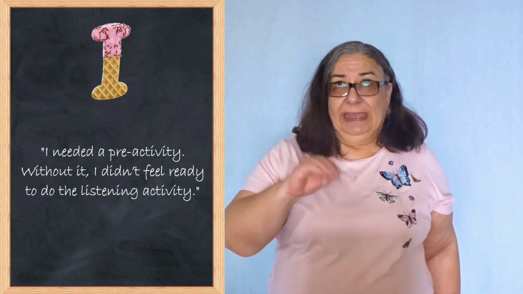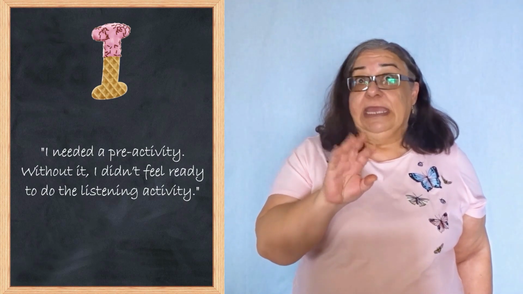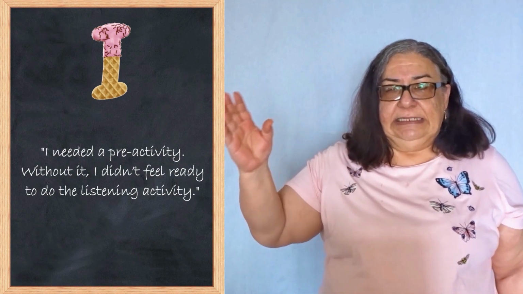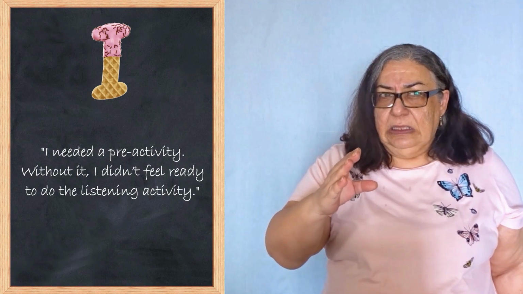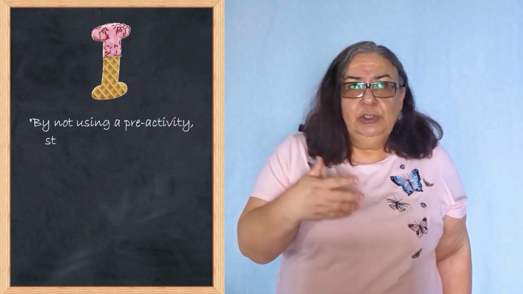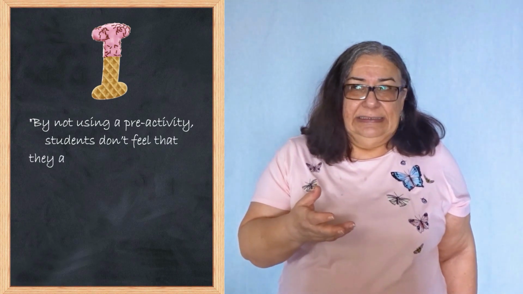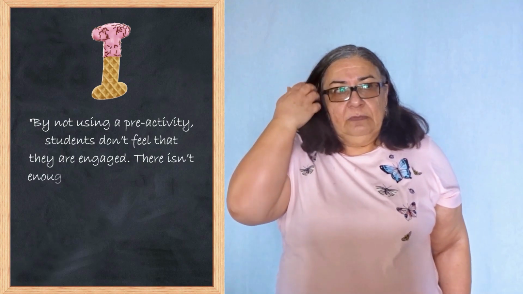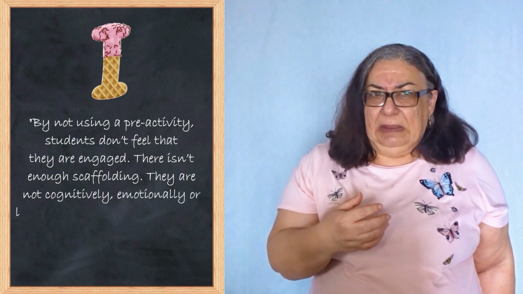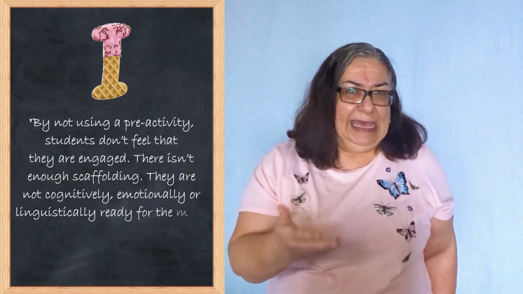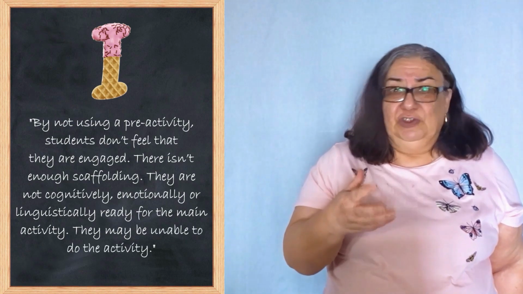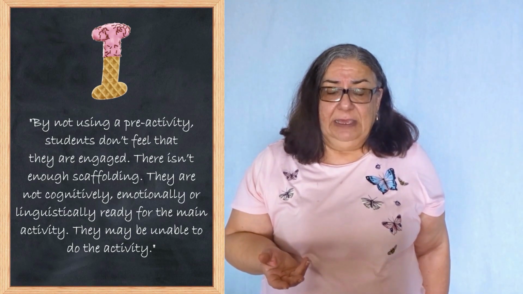Now, after mentioning the problematic issue or area, the observer should talk about its impact. Okay, I needed this. What was the impact of it? By not using a pre-activity, students don't feel that they are engaged. There isn't enough scaffolding. Students, or I, don't feel cognitively, emotionally, and linguistically ready for the main activity. I may be unable to do the activity or fail to do the activity.